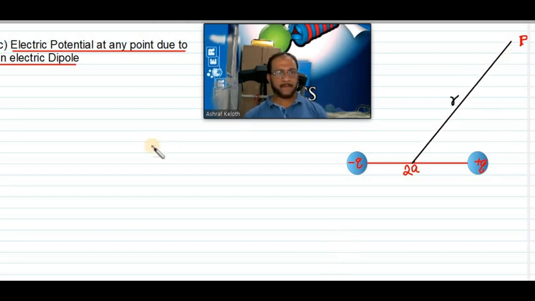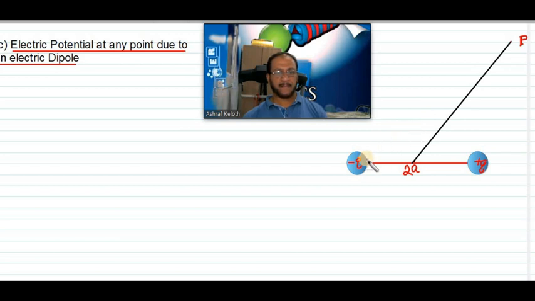Now listen. The third case is electric potential at any point due to an electric dipole. At any arbitrary point, suppose we are taking the point P here, and that point P is at a distance r from the center of the dipole. The dipole is constituted by plus q and minus q charge, and the two charges are separated by 2a distance as usual. Now we need to find the potential at the point P due to plus q charge, that will be a positive potential, and the potential due to minus q charge at the point P will be negative, but they are not the same because the distances are different.